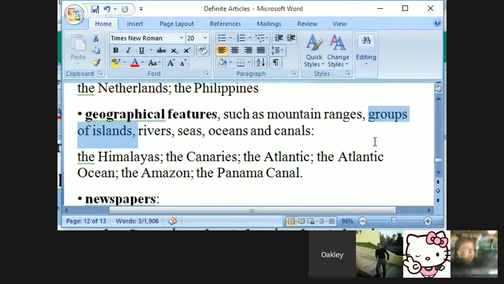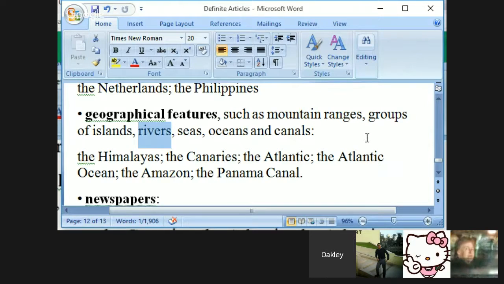The Canaries. All right, if you're talking about islands, for example, if I'm talking about Japan, it's just Japan. If I'm talking about the islands, the Japanese islands, the is used. If I'm talking about one island, no the.